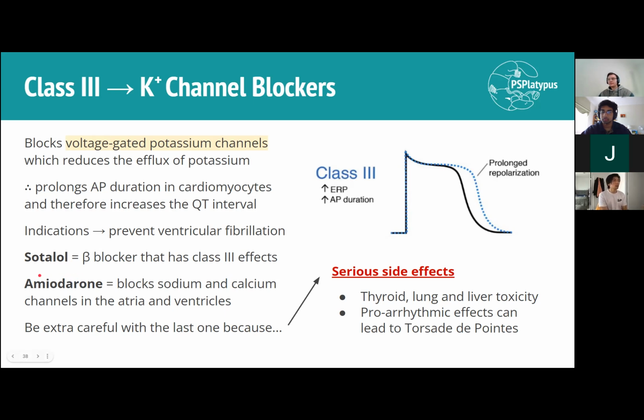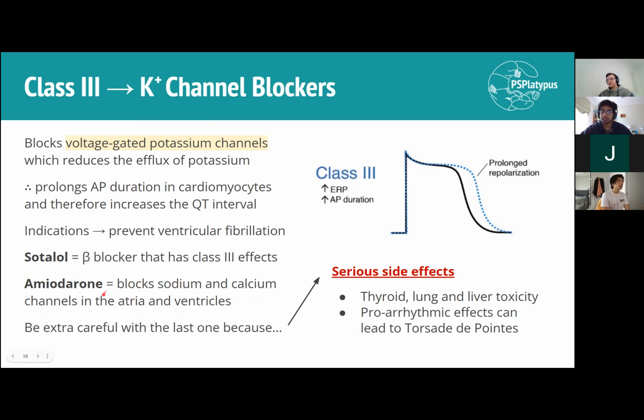Amiodarone just does everything, basically. So it not only is a potassium channel blocker, it's a sodium channel blocker, it's a calcium channel blocker, and it acts pretty much almost everywhere in the heart. So the atria, the ventricles, sometimes even the nodes.